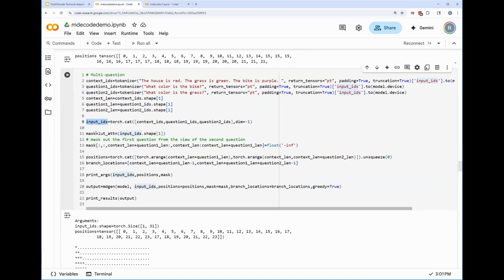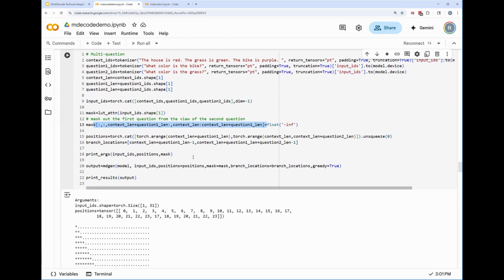In this case, we're going to build a special mask. So I start with a lower triangle for everything, and then I zero out the part so that question 2 cannot see question 1. Then for positions, we go 1 through n, the length of the context plus the question, and then the second one starts at the context length plus the length of question 2. So this should be the position after.